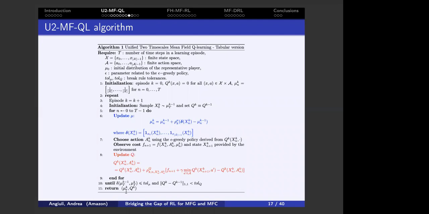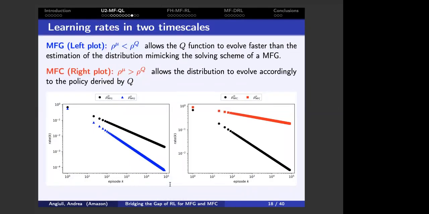Now, the stopping rule for this algorithm is based on the difference in the estimates between two different learning episodes, for the distribution mu and the matrix Q. Here I show the learning schedule that we can use, for example, to solve a mean field game or mean field control problems. On the left, we have in blue the learning rates for the distribution mu, which is lower than the learning rates for Q. This is mimicking the solution of the mean field game, where we want to freeze the distribution mu and then obtain the optimal strategy. On the right, we have the different situation where the rates for Q are lower than the rate for mu. This is because the distribution of the population needs to change according to the change of the control function that is derived from Q.